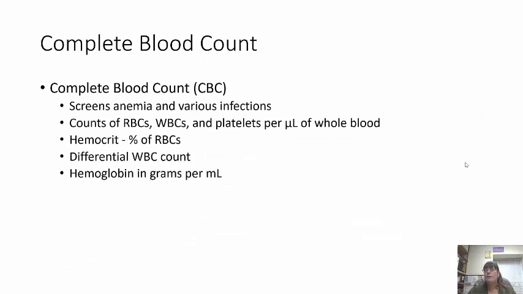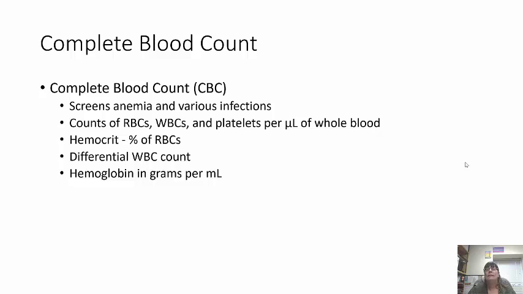If you've ever been in a hospital, you've heard of CBC, a complete blood count. It screens for anemia and a lot of other various infections. It counts your red blood cells, your white blood cells, and your platelets. It also gives you your hematocrit, which is the percentage of red blood cells that you have, because if you have a high percentage of red blood cells, your blood is going to be very thick. If you have a low percentage, your blood will be a lot thinner.